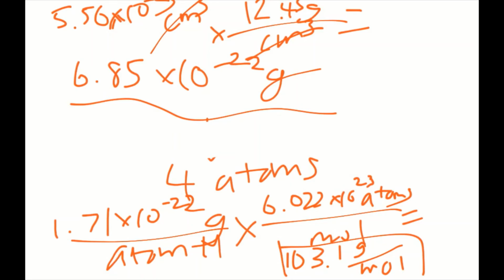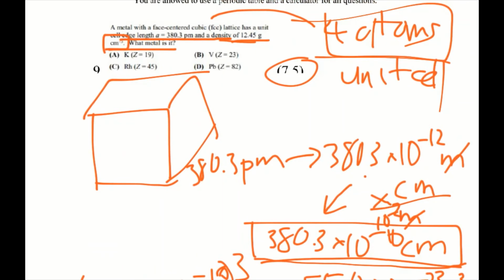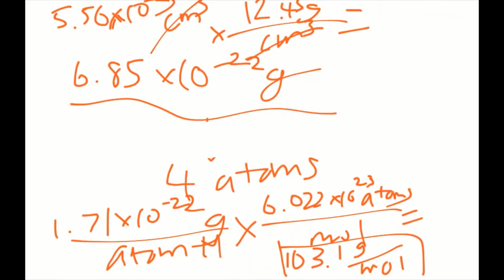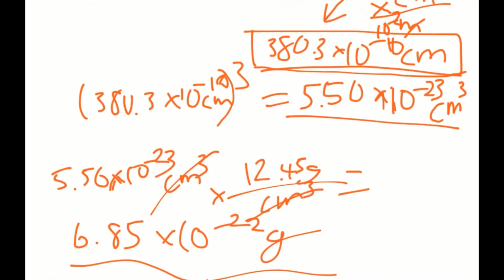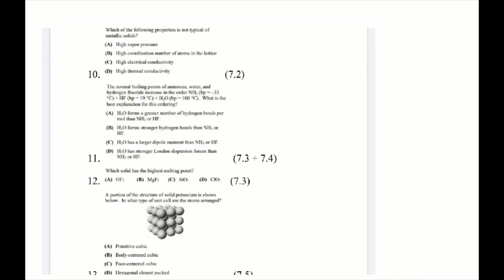So it looks like RH is very close to that, and therefore C will be our answer, because RH, according to my periodic table, has a molar mass of 102.9, and this is very close to 103.1. So this was an interesting problem to do, but we did it. So now let's do number 10.